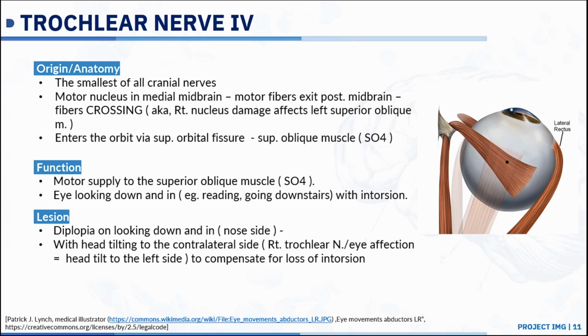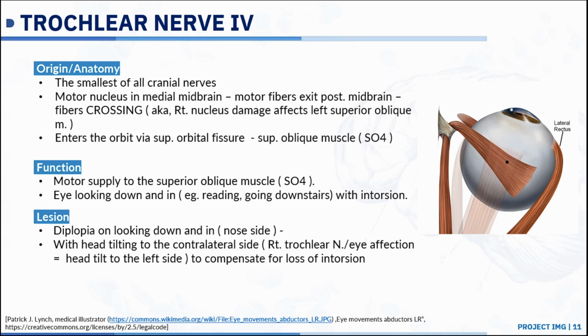Trochlear nerve, CN 4. Origin and anatomy: the smallest of all cranial nerves. Motor nucleus in the medial midbrain, motor fibers exit the posterior midbrain, crossing, so right nucleus damage affects the left superior oblique. It enters the orbit via the superior orbital fissure.